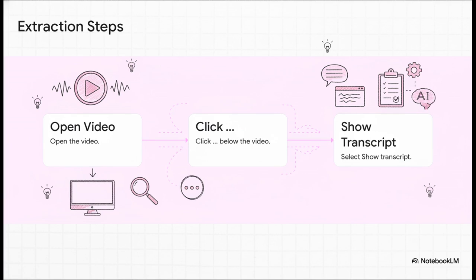Step 1, open your reference video. Step 2, click the 3 little dots below the video player. Step 3, select Show Transcript. Then you just highlight that spoken dialogue, copy it, and paste it directly into your AI chat. Literally 10 seconds, and you have completely solved the link roadblock.